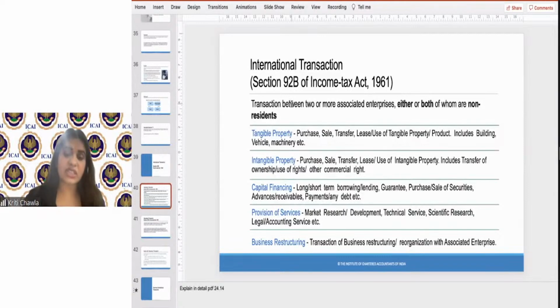Is this a purchase transaction? Is this a sale transaction? Is this a borrowing transaction? Is it a guarantee transaction? So they're just saying that these transactions will be within the purview.